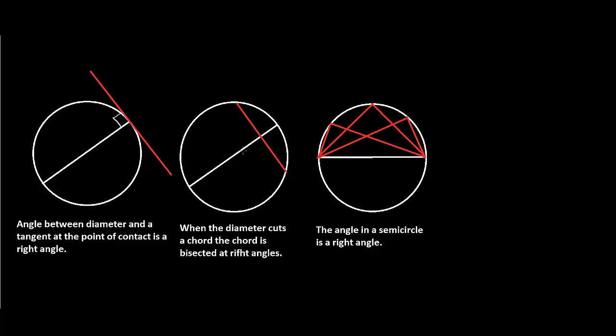The second one, if we move the tangent in slightly, so it actually cuts the circle at 2 points and becomes a chord, you say where the diameter cuts a chord, the chord is bisected, that means it's cut in half, at right angles. So the diameter is the perpendicular bisector of the chord.